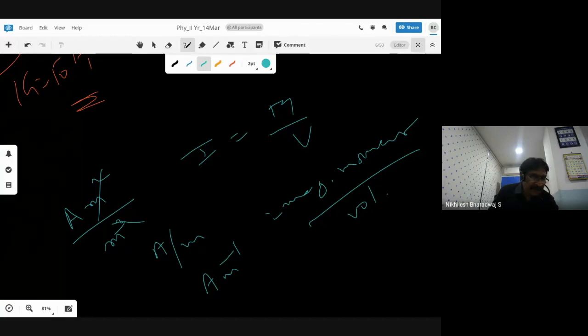Define magnetization and write its equation. Sorry, and state its unit. Just now, the same thing is repeated. Magnetization.